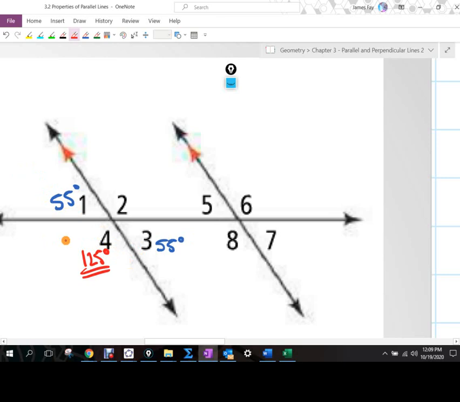One more angle. Jagger? Angle 7 is 55 degrees. You're right. But let's not go there yet. Let's keep focusing on this stuff over here. What's angle 2? 125. Why?